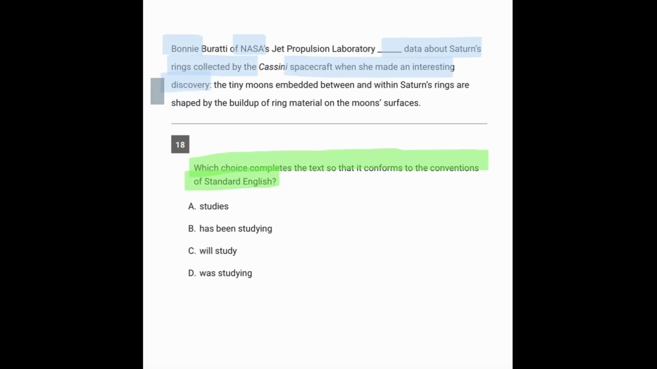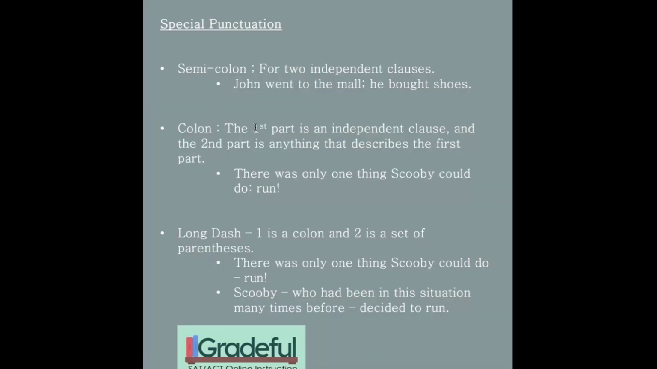So reading onward, it kind of sounds like what they're saying is this person was studying data when she made this discovery. And the discovery was that the tiny moons embedded between the rings are shaped by the buildup of ring material on the moon's surface. So let's just quickly review colons. For the colon, the first part is independent. The second part is anything that describes the first part. Anything meaning it could be a single word or it could be as much as a full independent clause. And so this colon fits.